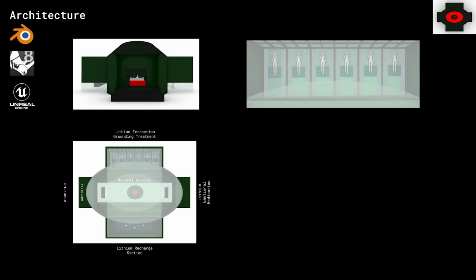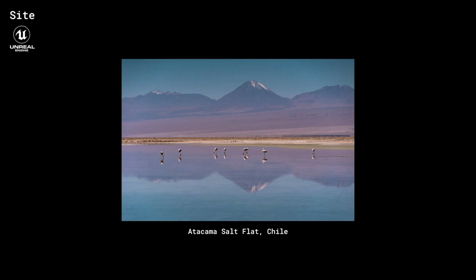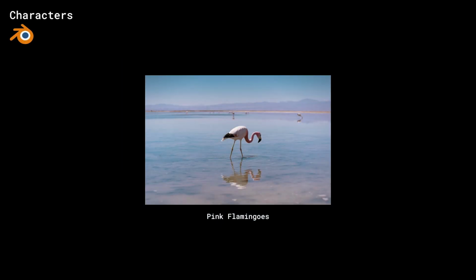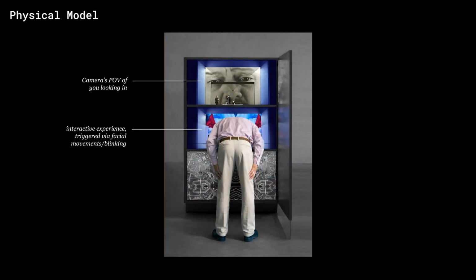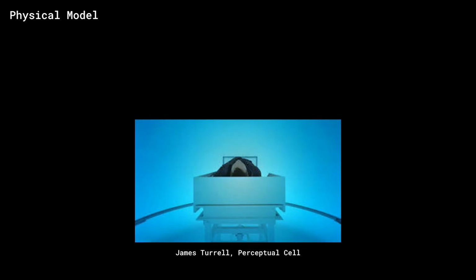Unreal to animate and render, particularly Unreal for the large-scale natural environment scenes set in the Atacama salt flats in Chile. I'm considering having flamingo characters in the film, which are native species to the salt flats, which I plan to model in Blender. As a part of the experience, I want to create a physical cell where one can view the projection while laying down or peering into a cabinet.